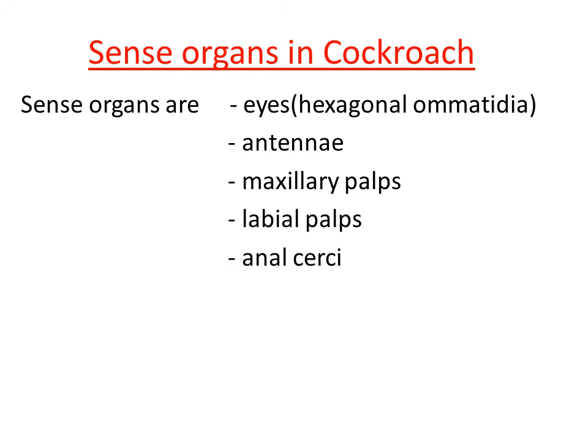Then the last one is the anal cerci. Where is this sense organ located? Anal cerci are a paired structure, located in the last abdominal segment of the cockroach. These sense organs perform a function similar to the antennae, because they sense vibrations through air or ground. So this is about the sense organs in the cockroach.